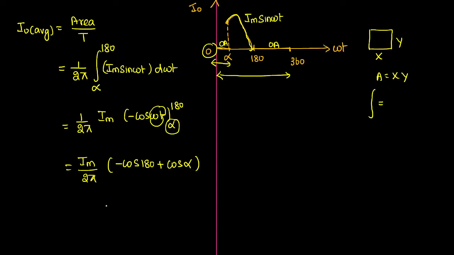This is the expression. Now what can be the expected answer from here? What is the value of cos 180? Anyone? The value of cos 180 will be equal to minus 1. Already one more minus is there. So we can write Im by 2 pi into (1 plus cos alpha). This is I naught average.